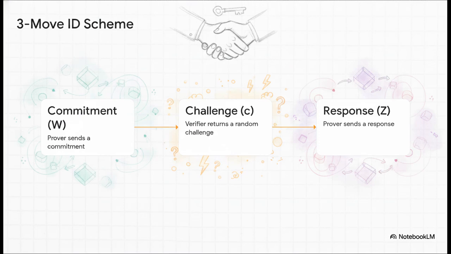And this brilliantly illustrates the three-move canonical identification scheme at the very heart of that transform. Think of it kind of like a secret handshake. Step 1, you make a mathematical commitment. Step 2, I issue a random challenge to test you. And Step 3, you provide the mathematical response. If your response matches your initial commitment, boom, I know you hold the secret key.